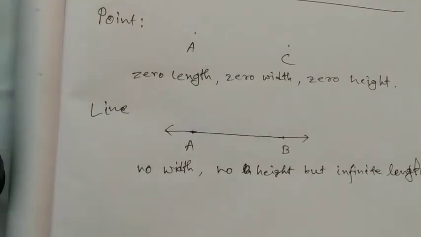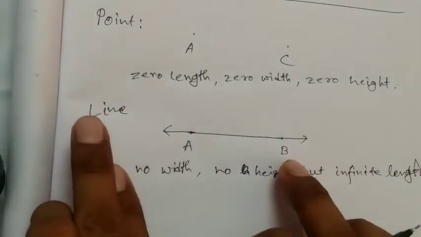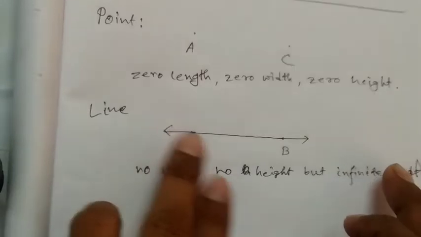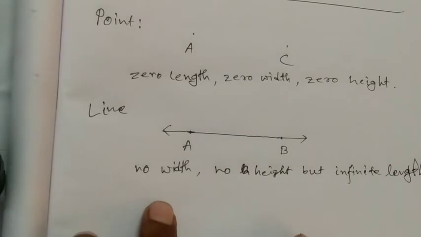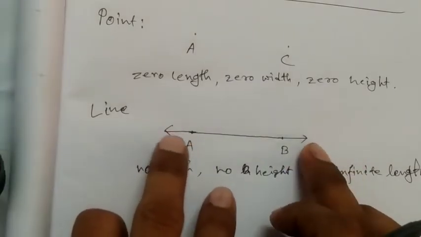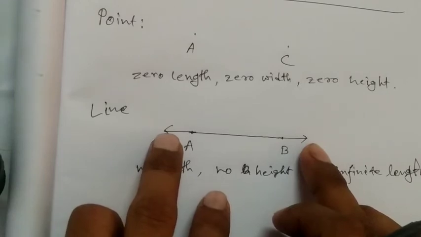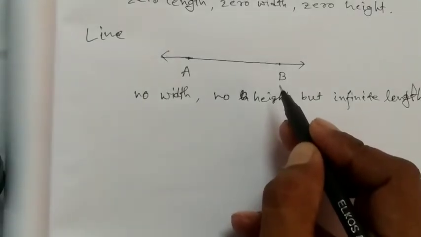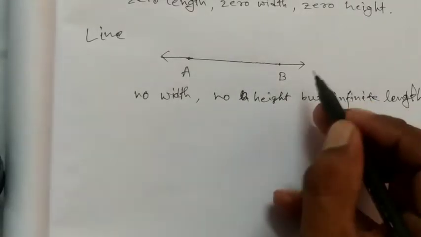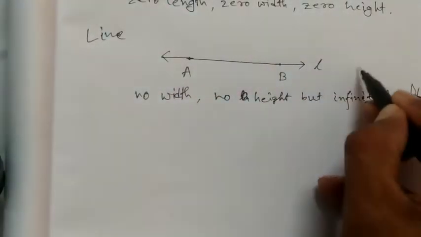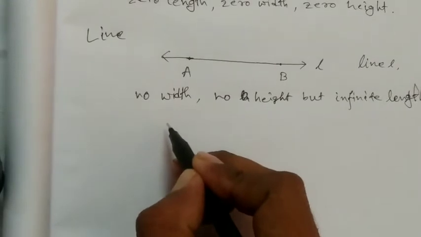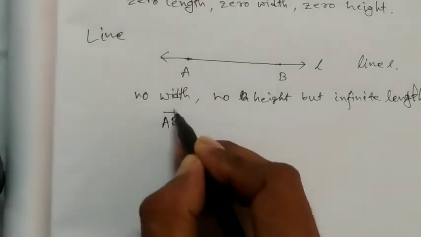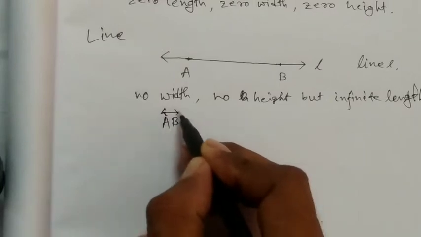We cannot show a complete line on a sheet of paper because it extends infinitely in both the directions. So how do we represent it? By using arrowheads on its 2 ends. A line may also be named by one small letter, like line L, and it is also represented as AB with arrows on both sides.